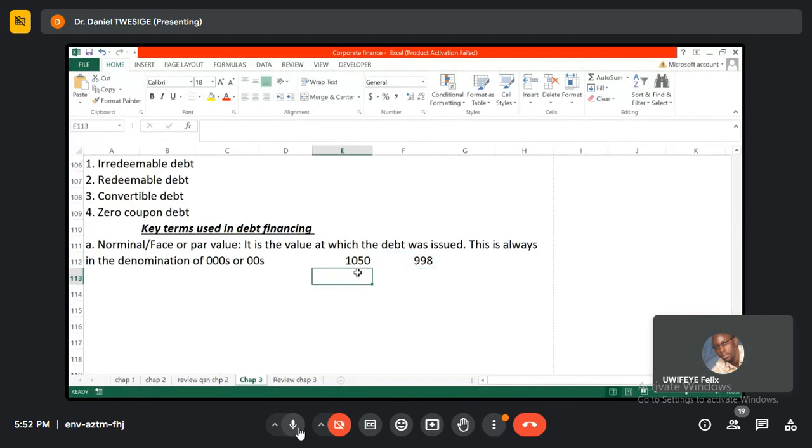Alternatively, if I say the debt is selling at 98, it is not 1,000, it is 100.